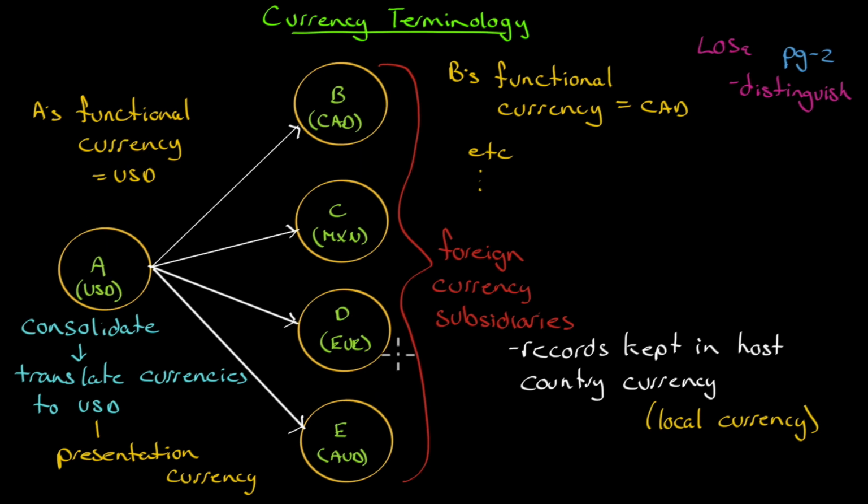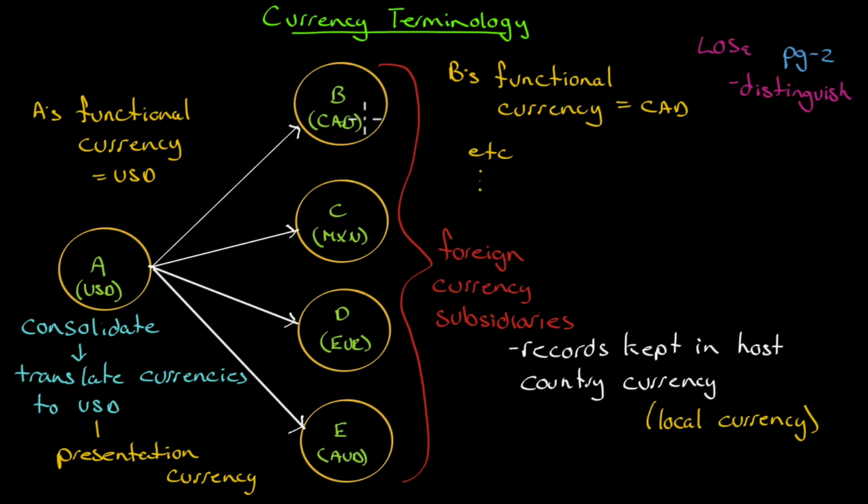It has subsidiaries in different countries, in Canada, Mexico, in the Eurozone somewhere, and in Australia. So B, C, D, E. These are the functional currencies that these subsidiaries have. So B's functional currency would be the Canadian dollar. C's functional currency would be the peso, etc. Each of these subsidiaries within these specific countries has to keep records in the host country currency. That we call the local currency. So for instance, B is in Canada. It does most of its transactions in Canadian dollars, so we say that that's its functional currency. Within that country, it's still a taxable reporting entity within Canada.